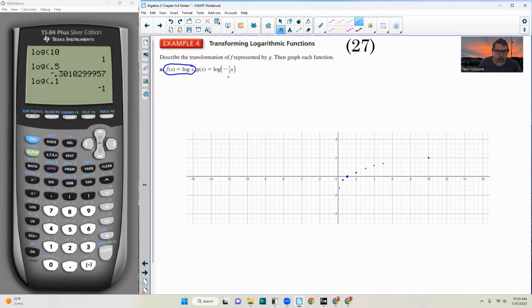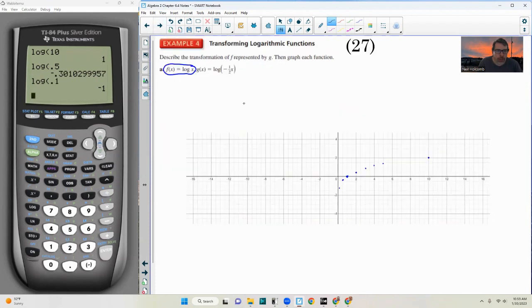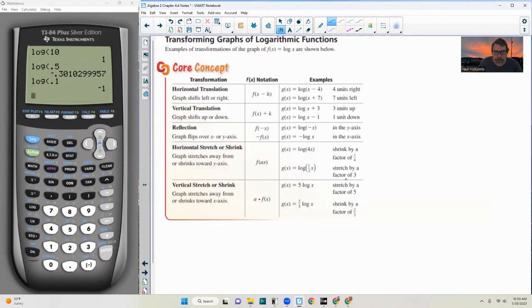Now, what does the log of negative 1/2 x do? Remember the rule. The coefficient of the variable is being taken within the log function. So if I go back, what we have here is a reflection in the y-axis, but it's also a fraction. So it's going to be a stretch by the reciprocal. So this is a reflection in the y-axis plus a stretch, let's go back.